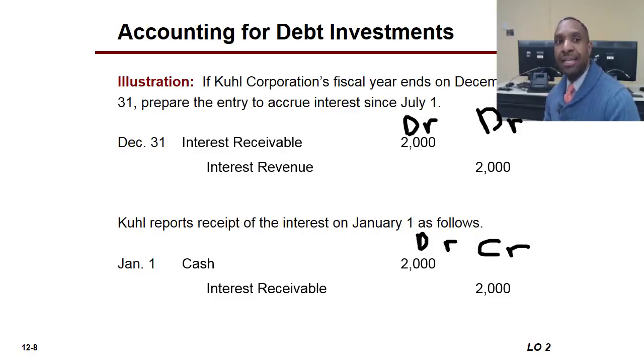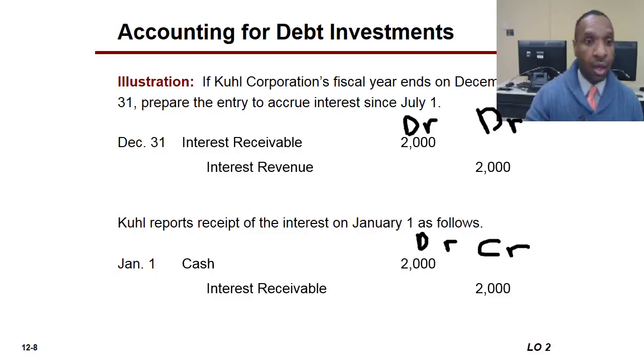So now let's look at, if Cool Corporation's fiscal year ends on December 31st, right? Let's prepare the entry to accrue interest from July 1st to December 31st. Now remember, it's paid out on January 1st. So let's take a look at this. So we've got interest receivable. So it's receivable, right? It's due. We've got interest receivable on December 31st of $2,000, right? Interest revenue.